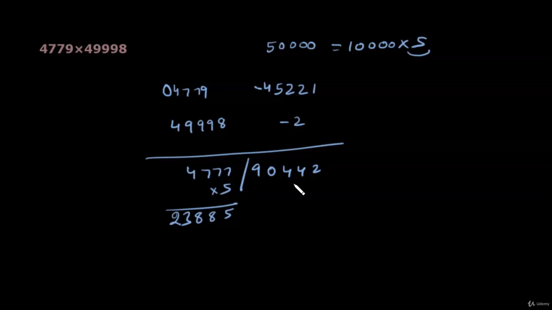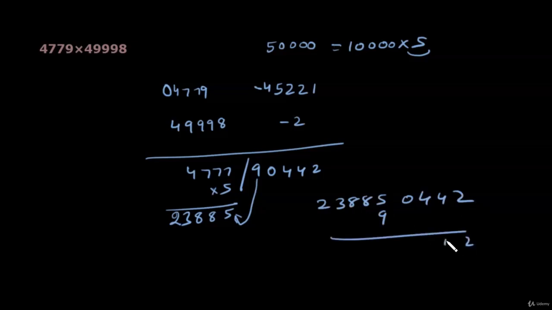Now we move to the second part. But the main base is 10,000 and there are 4 zeros. That means this second part has to be a 4-digit number. But this is a 5-digit number. So we will add this 9 to 5. That means we will write like this. So 244049832. So this is the answer.